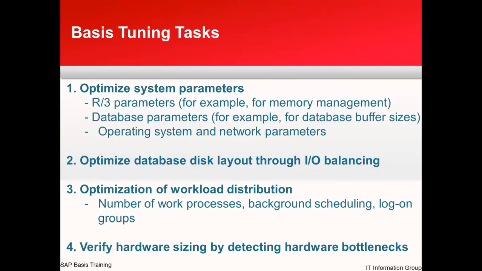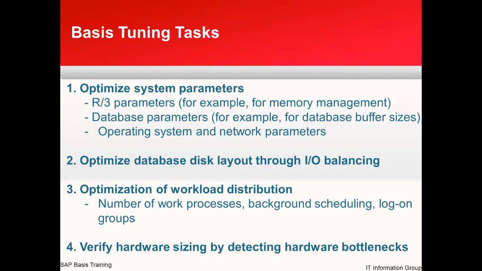Okay, so there comes the Basis part, basically the tuning activities. You need to optimize the system parameters, that is R3 parameters, for example for memory management, database parameters, for example for database buffer sizes, and operating system and network parameters. So these are the three different layers at which you need to tune the parameters.